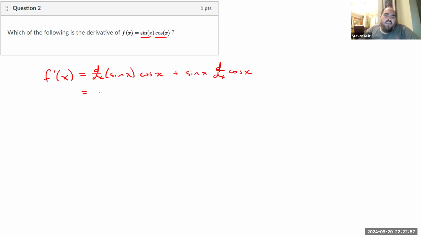So what's the derivative of sine of x? That is cosine of x times cosine of x plus sine of x times the derivative of cosine of x, which is negative sine of x. This will be equal to cosine squared of x minus sine squared of x.